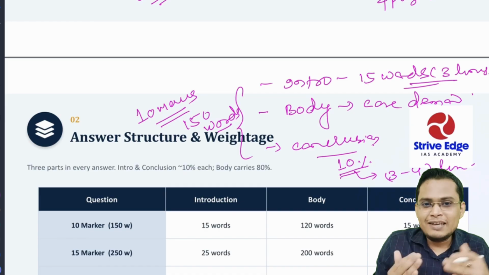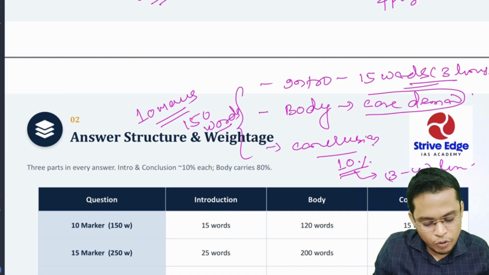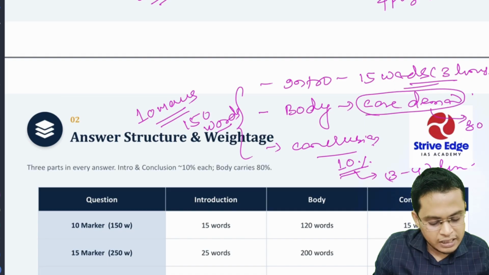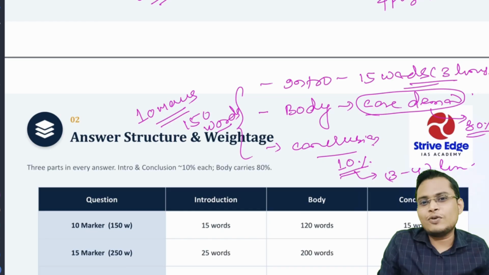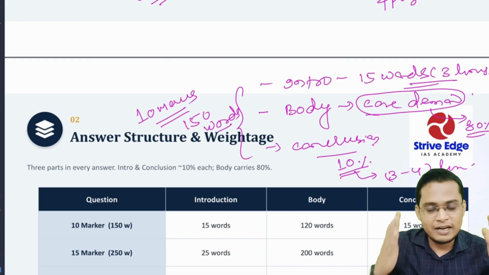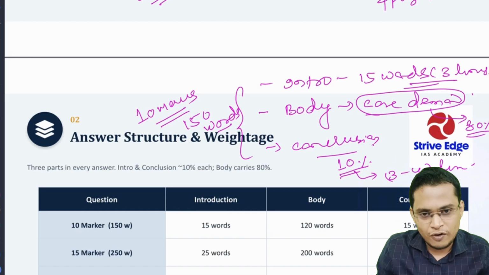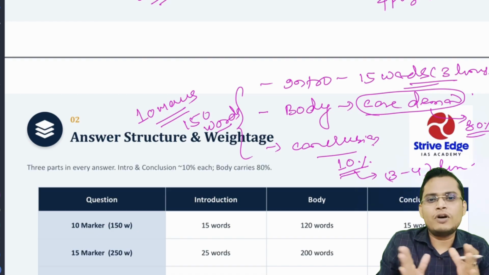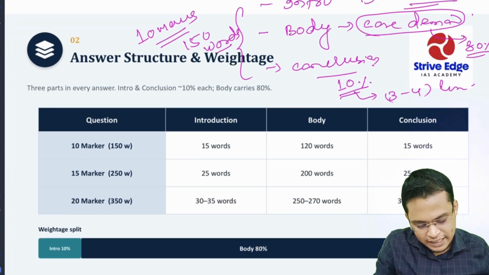Then next is the body of the answer. What is the core demand? You have to devote 80% of your word limit to the body, because this is the core demand. We have to focus, we have to analyze, we have to give examples and everything. As time progresses, I'll make sure that answer writing is a cakewalk for all of you, provided you watch this video continuously for the next 100 days. Okay, so the same thing I have written here.